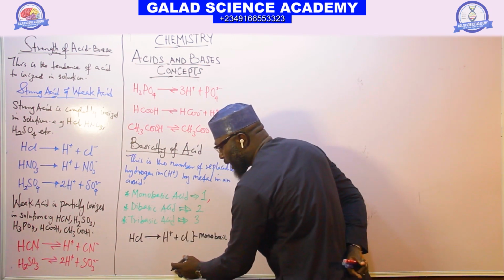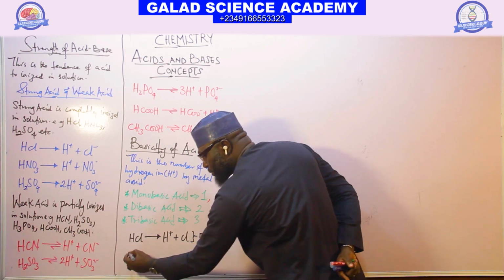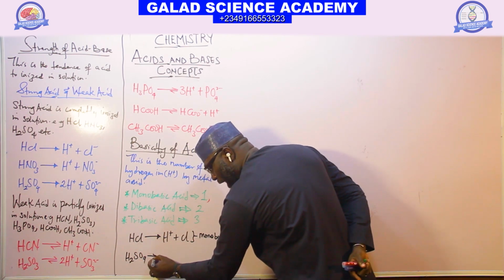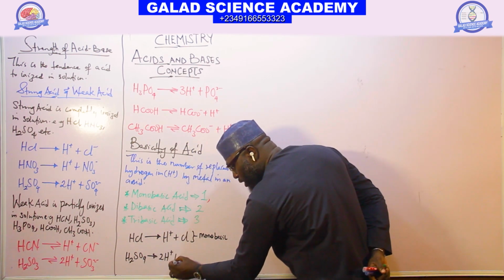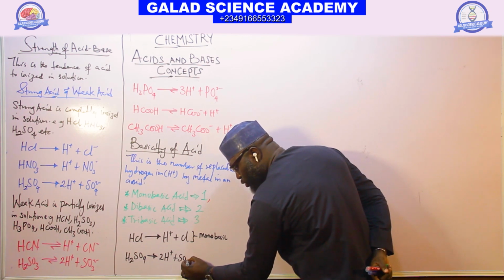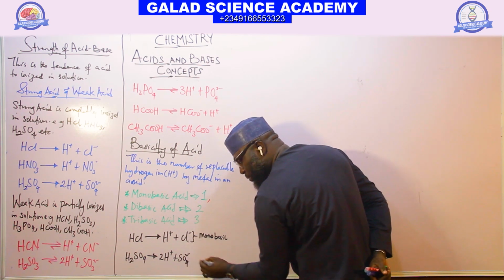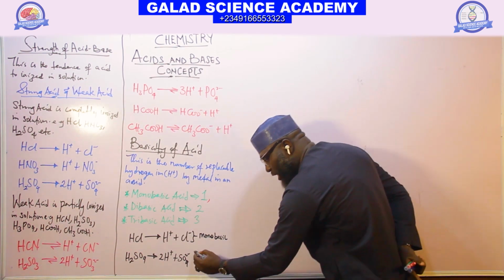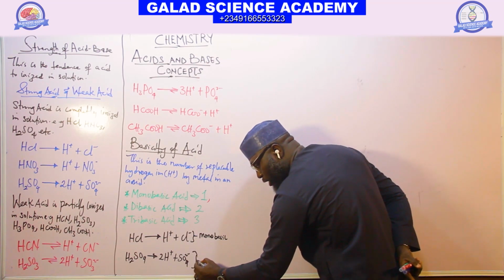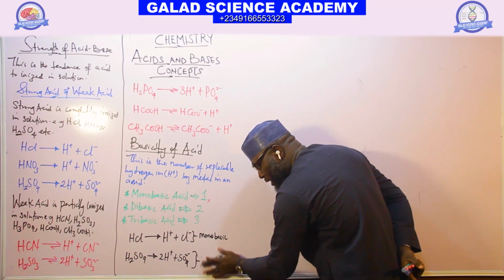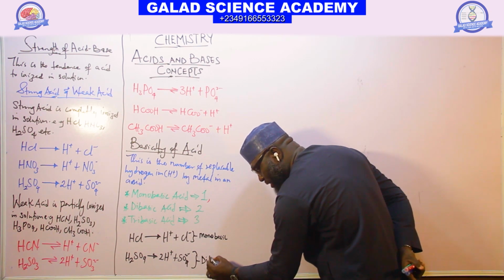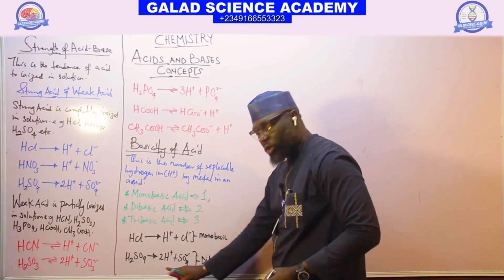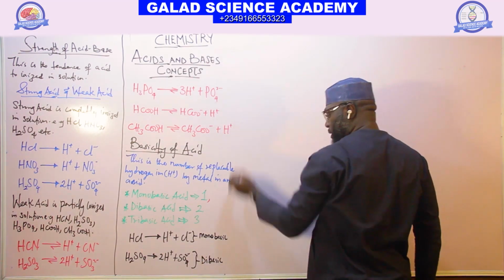But look at H2SO4. When it is ionized, we have 2 hydrogen ions plus SO4 2 minus. So how many hydrogens can it release? It is 2. Therefore, H2SO4 is dibasic. Basicity here is 1. Basicity here is 2. Take another example.